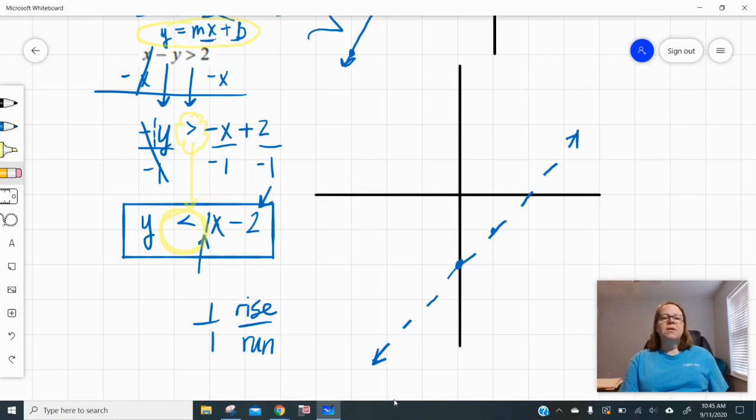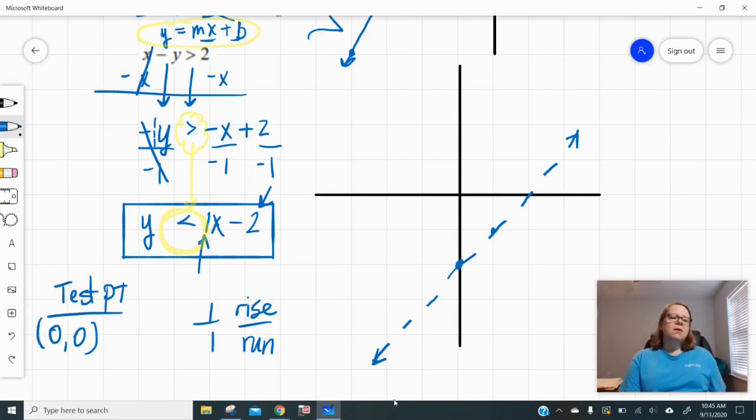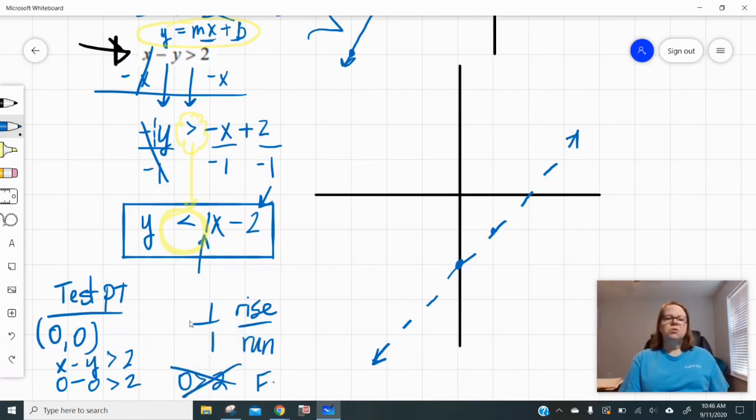All right, and now I want to do a test point. So I'm going to go back and do test point 0, 0 again. And so I'm going to plug into the original inequality up here. So I'm going to do x minus y is greater than 2. You always want to go back to the original one just in case you messed up somewhere right on here. So I've got 0 minus 0 is greater than 2. 0 is greater than 2. Is that true? No, 0 is not bigger than 2. So that's false.